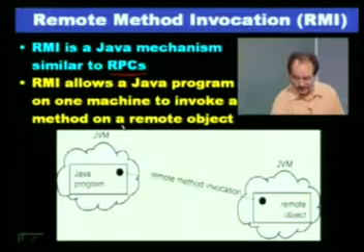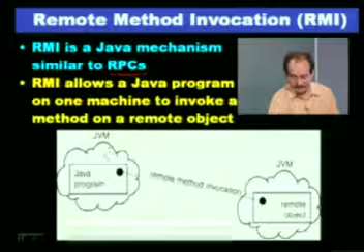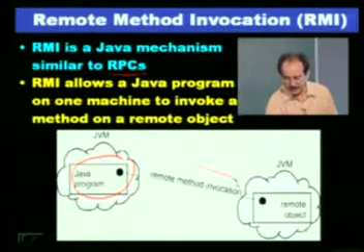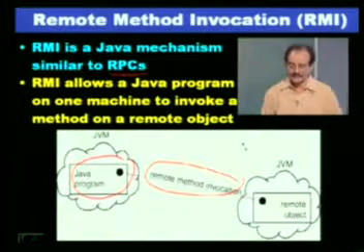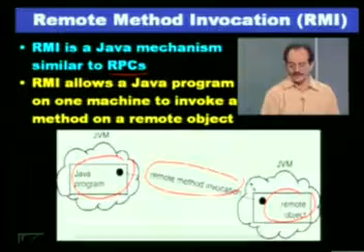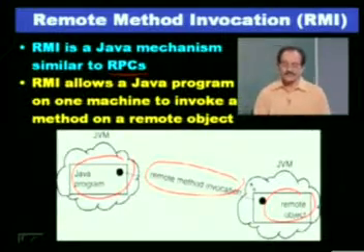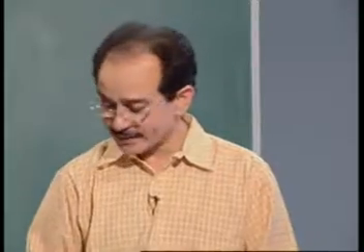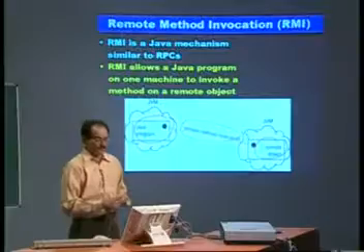Let us say this is what we have: my Java program is here, and there is a remote method invocation, and this particular thing gets executed at this particular place here. So, this is what we call a remote method invocation, which is another way through which I can execute a procedure by making use of Java calls.